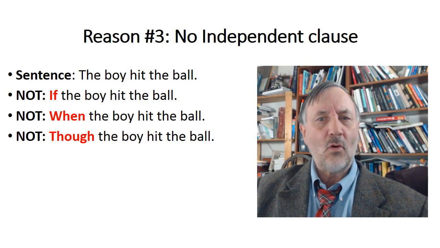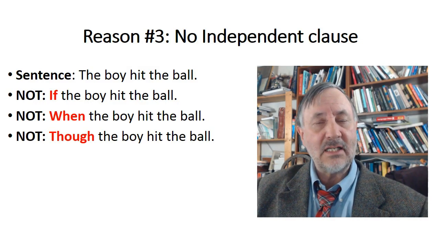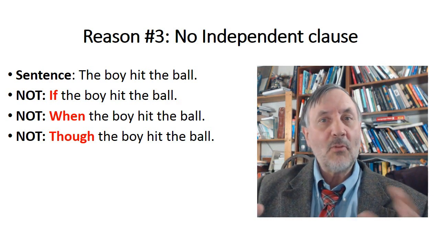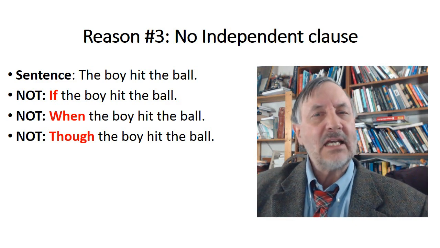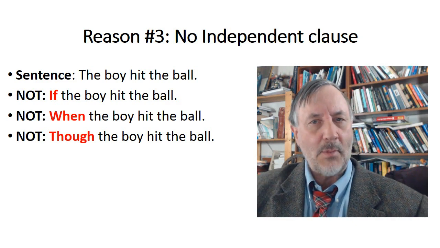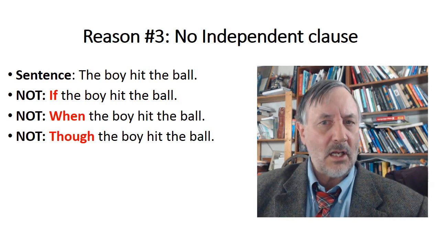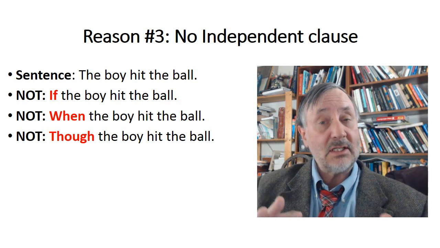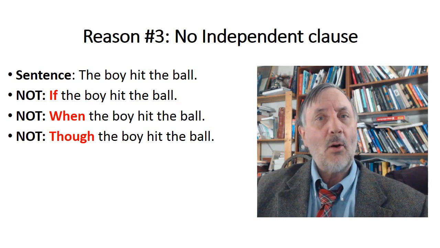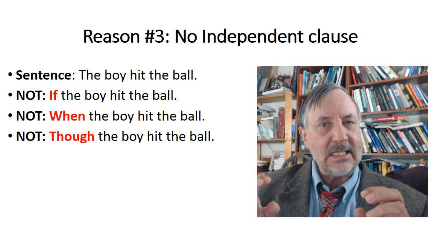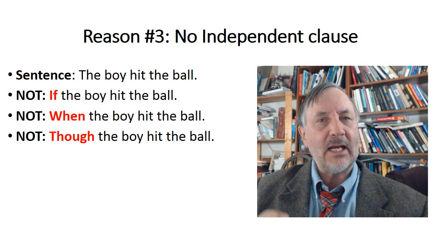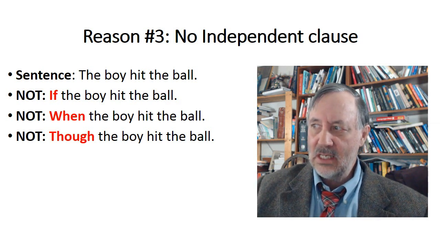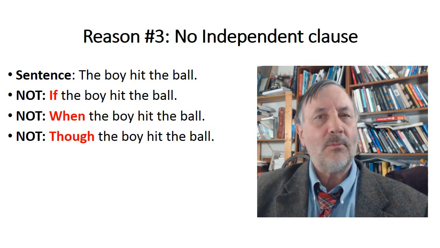So another reason for a sentence fragment is the sentence, or again, to be tedious, the group of words that's pretending to be a sentence, does not have an independent clause. And if you remember back to our discussion about the independent clause, an independent clause is a clause that has a subject and a predicate, and it does not begin with one of the subordinating conjunctions, such as if we look over here, we'll see the sentence, the boy hit the ball.